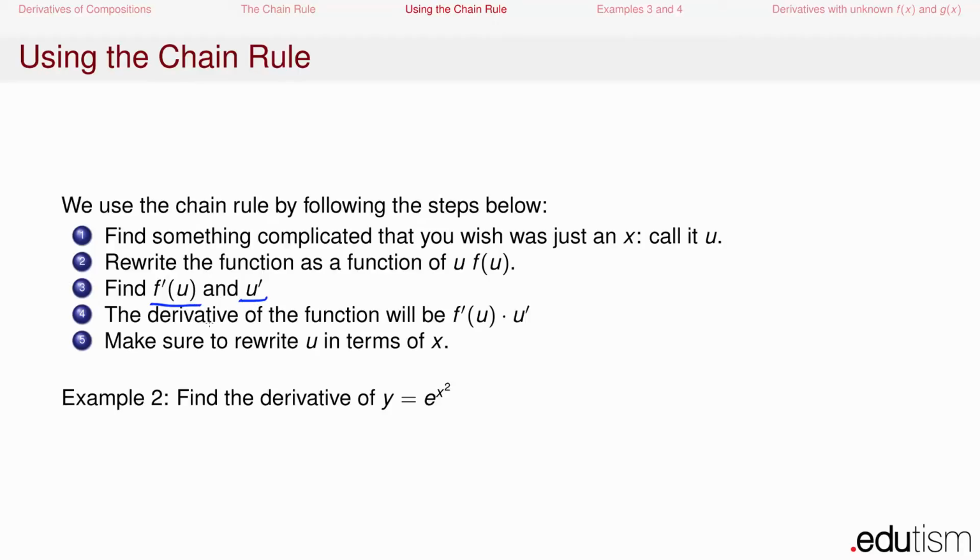Then we're going to use the chain rule. The derivative of the function will be f prime of u times u prime. The last step is to rewrite u in terms of x.